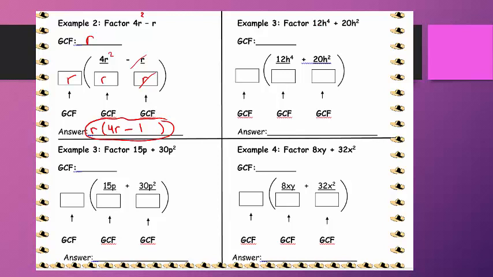We'll try again. Between 12 and 20, you have to think of what the GCF could be. I know that 4 goes into 12 and 20. Really quick, if you're not sure, you can factor: 12 divided by 4 is 3, and 20 divided by 4 is 5. Okay, so 4 is the actual GCF. You have h to the fourth versus h squared, so you will keep the smaller exponent, and that's your GCF. So now it's time to write parentheses. You're going to put your GCF outside and underneath each item.